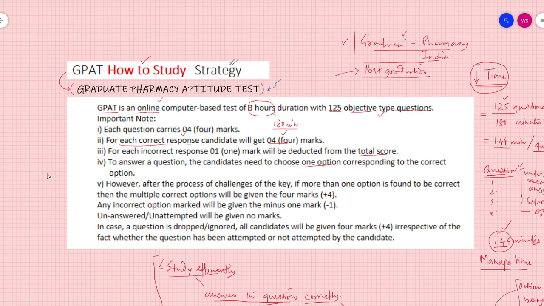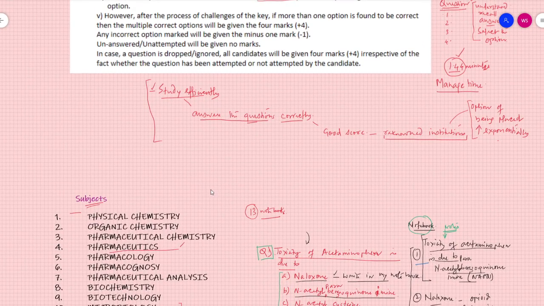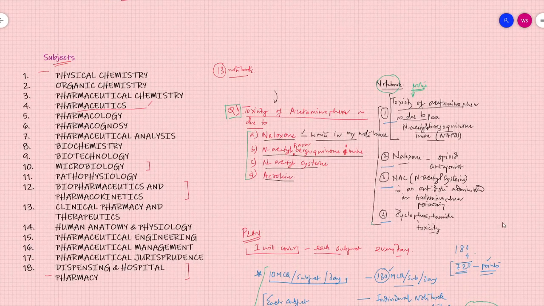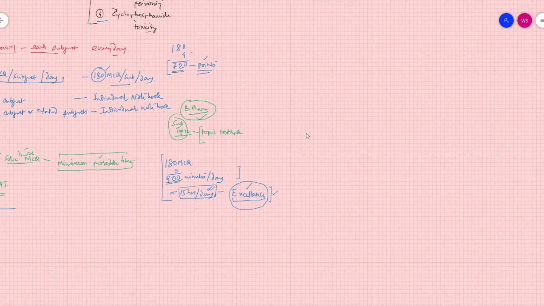I would like to add the following points as a postscript. Now, our target was 180 MCQs per subject per day. So you can increase this. We have arrived at this number by looking at 10 MCQs per subject per day. So the next day you can increment the 10 by maybe 5.